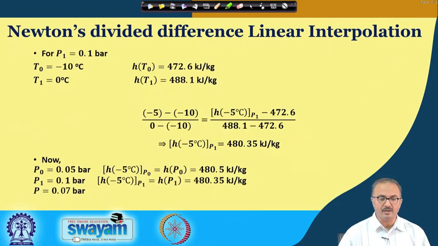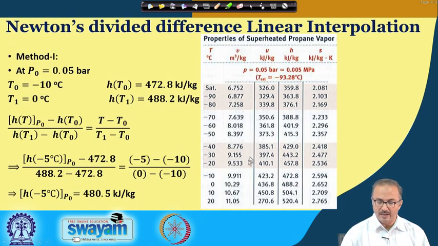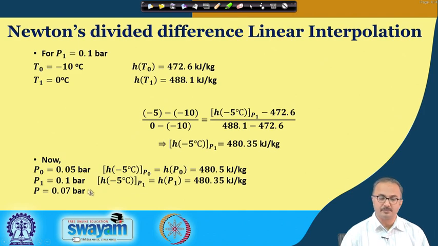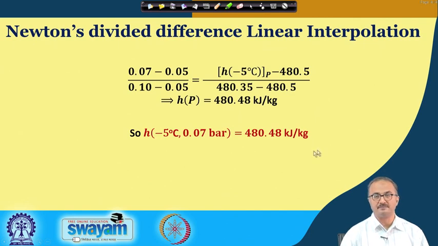Next, we choose the next pressure, P1, that is 0.1 bar, because this pressure is bounding the given pressure of 0.07 bar. Again at this pressure we take the two temperatures, 0 degree centigrade and minus 10 degree centigrade, and we get the enthalpies, and we again get the value of the enthalpy at minus 5 degree centigrade. With this value and this value, we now interpolate with respect to pressure, and we get the value of the enthalpy like this.